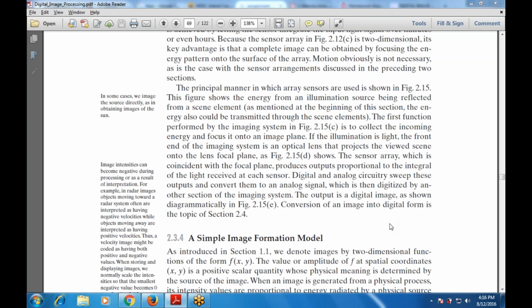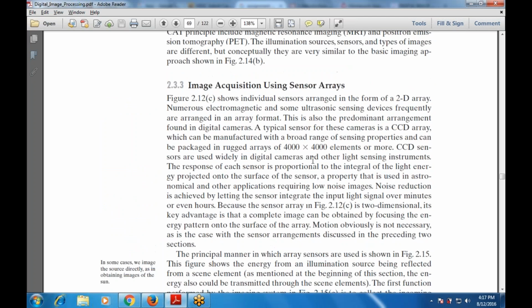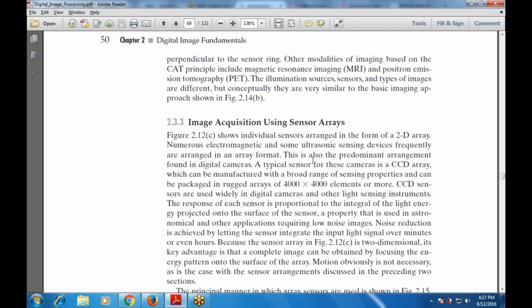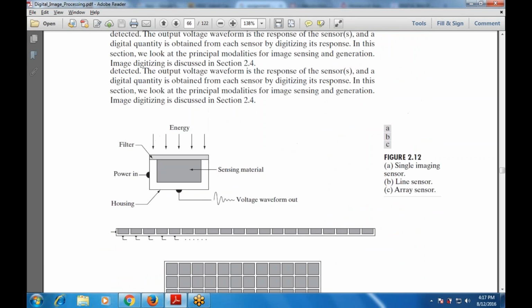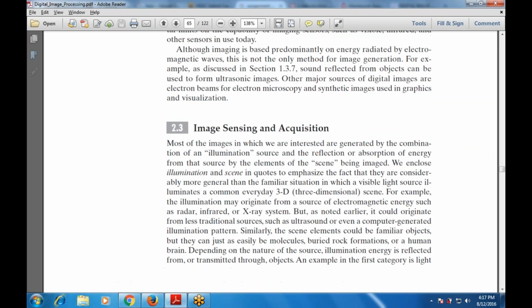In the last class, we studied the various image formation models, or how the image would be formed, the simple image formation model, and the principle in which the sensors are used. That was also explained with the illumination source being reflected to form a scene element, and the image acquisition using a sensor array. So the main topic is image sensing and acquisition.